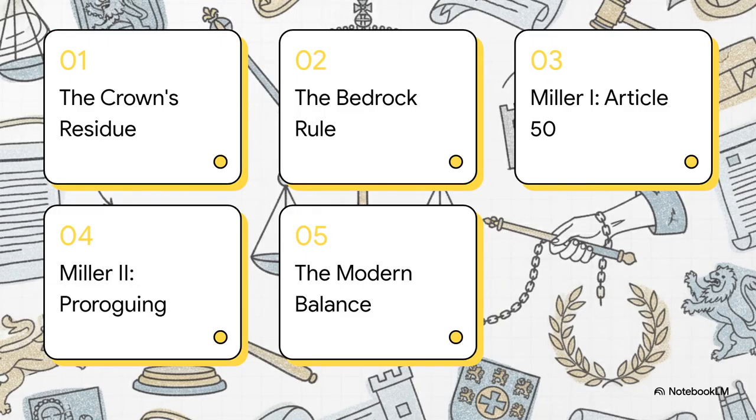Here's our roadmap for today's intellectual journey. First, we'll look at the Crown's residue. Second, the bedrock rule. Third, Miller I and triggering Article 50. Fourth, Miller II and the suspension of Parliament. And finally, we'll wrap up with the modern constitutional balance.